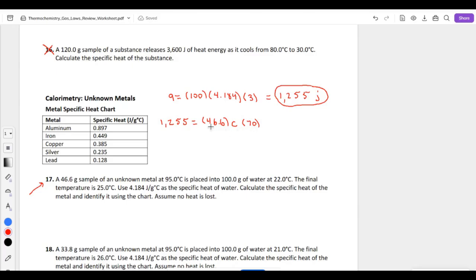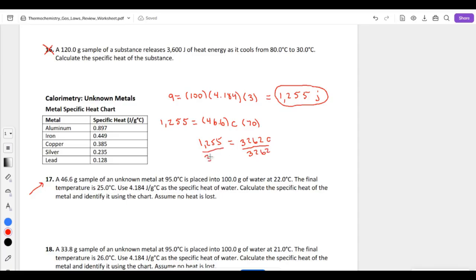So now all we're doing is solving for C. On the right side, I'm going to go 46.6 times 70, which equals 3,262. So on the right side now we have 3,262 C equals, and on the left we still have 1,255. To get C by itself, we're going to divide both sides by 3,262.